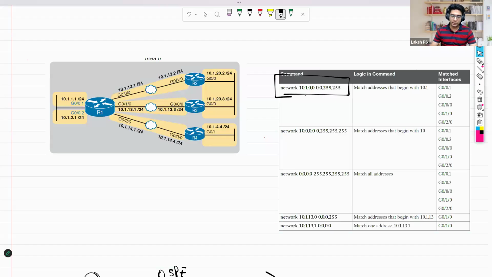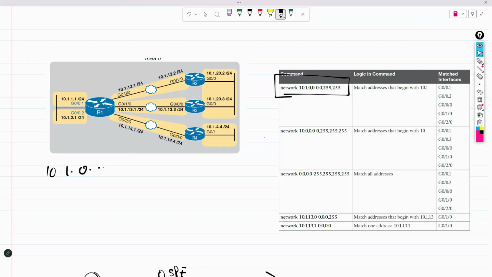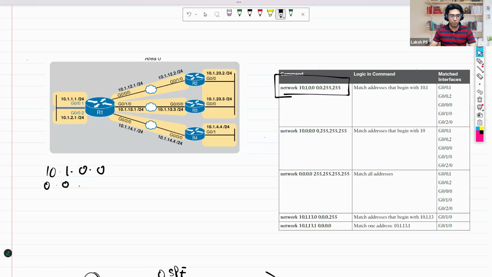So let's consider this network command: 10.1.0.0 0.0.255.255. Here, 10.1. The other two octets are completely ignored. So, to answer your question, I'm giving you a broader perspective.